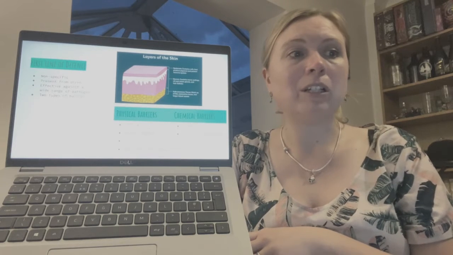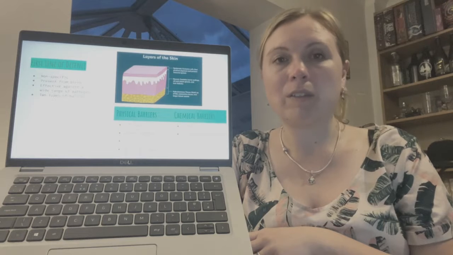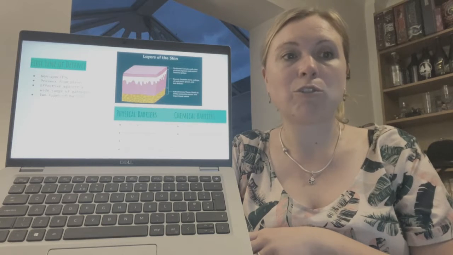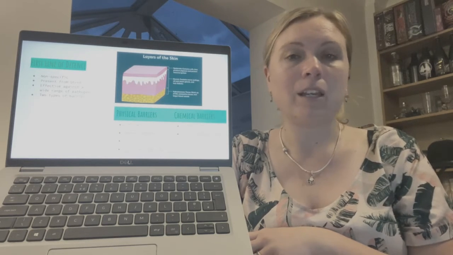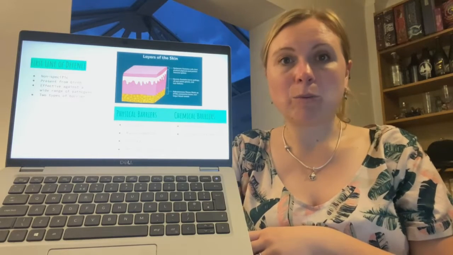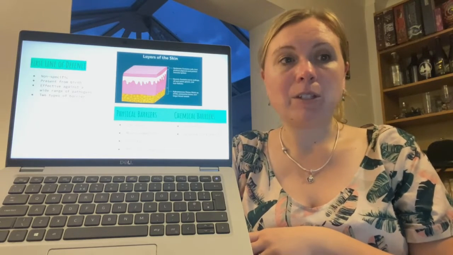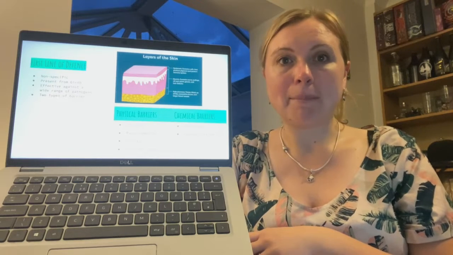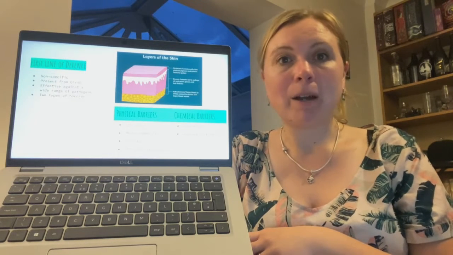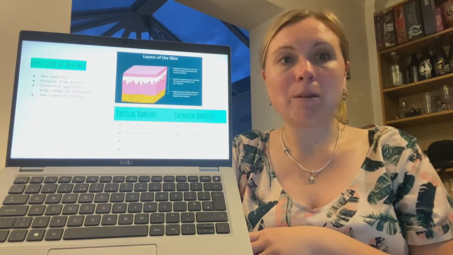Other physical barriers include mucous membranes, which line the surface of the eyes, throat, nose, and gastrointestinal tract, for example. We have peristalsis, which is the contractions within the digestive system, and physical expulsion, such as sneezing, coughing, and passing urine. Chemical barriers include secretions within the mucous membranes.